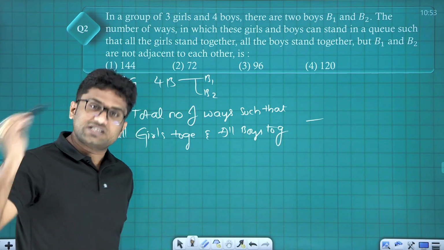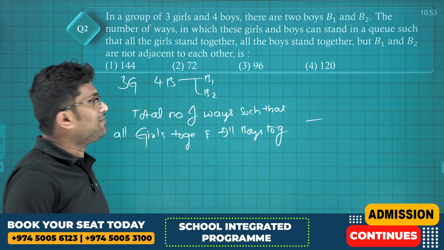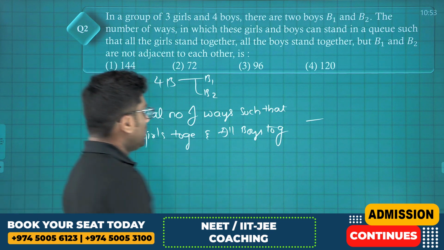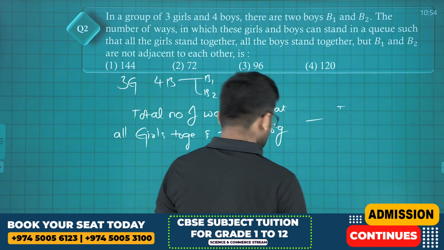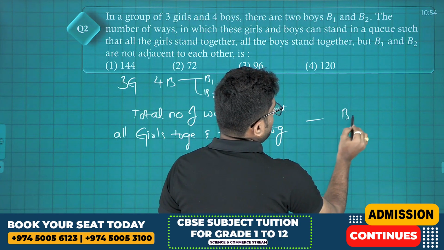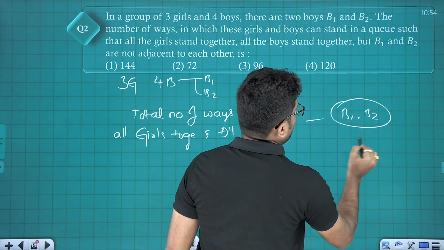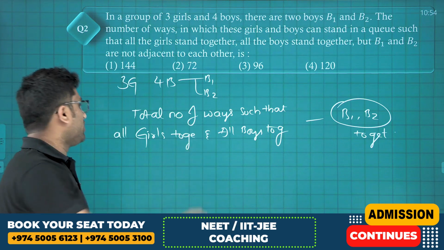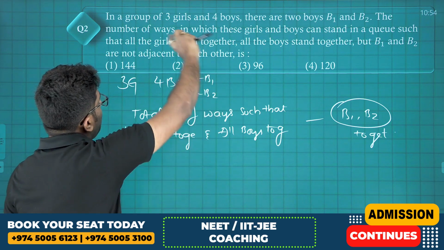From this we exclude the total number of ways in which B1 and B2 are together. Total minus the arrangements with B1 and B2 together. We'll exclude these.